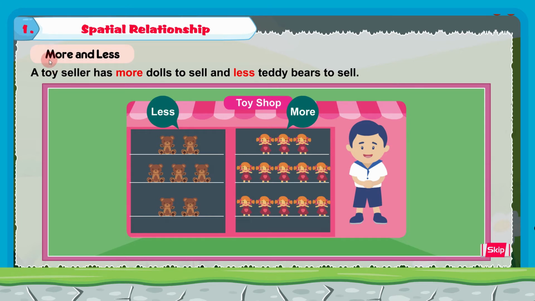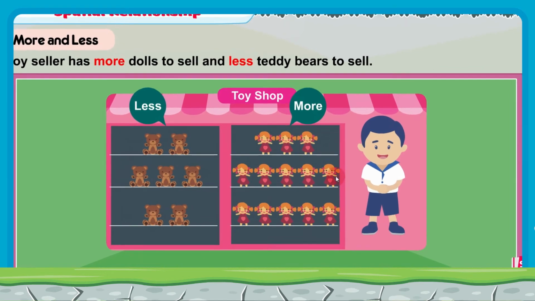The next topic here is more and less. M-O-R-E, more, and L-E-S-S, less. A toy seller has more dolls to sell and less teddy bears to sell. So, more and less. Here we can see these are the teddy bears and these are the dolls.